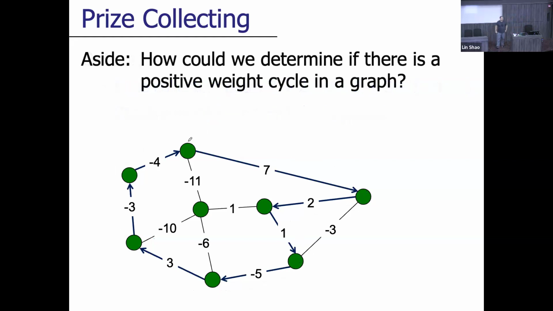The side problem for this price collection would be how we could determine whether there is a positive-weight cycle in the graph. Any ideas or thoughts? It seems like once you identify this, you win, right? And you get an infinite result.